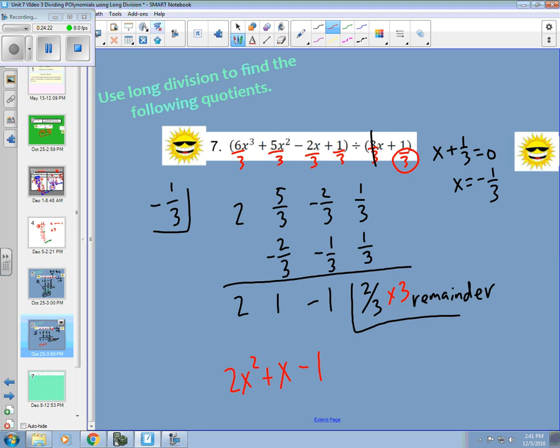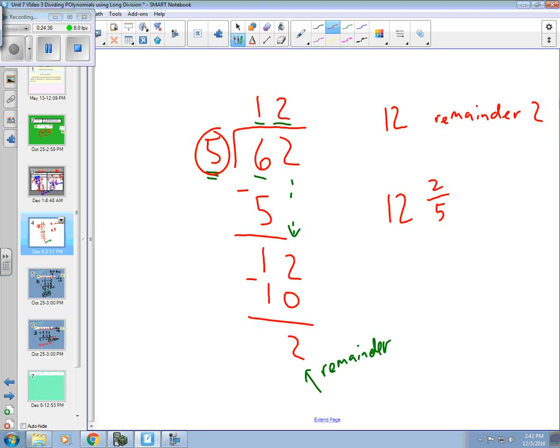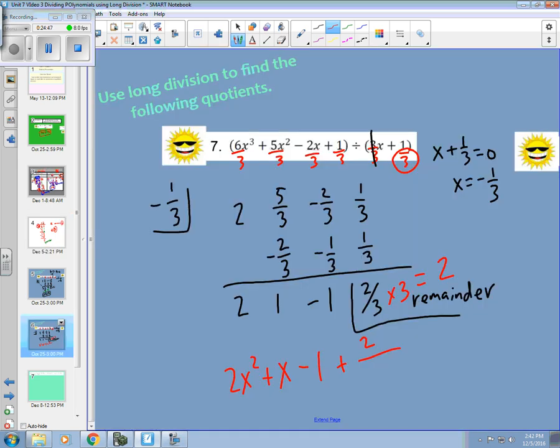So 2/3 times 3 means we get 2. So we get a remainder 2. Okay, so we want to put plus 2. And remember, it's a fraction. Just like we got here, remember when we had remainder 2, we wrote it as 2/5 because we are dividing by that. We need to write our remainder over what we're dividing by. What we're dividing by was 3x plus 1. So 2 over 3x plus 1. There's our answer. So when you get a remainder, it goes over what you're dividing by.